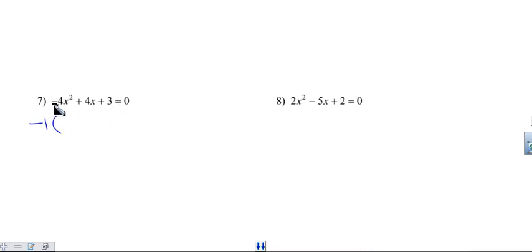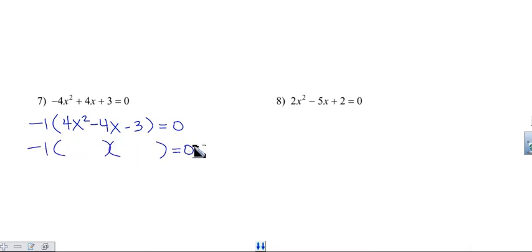When I take negative 1 and divide it into every term, it will change the sign. Positive 4x squared, negative 4x, negative 3. I still need to factor this trinomial. I'm going to factor it into 2 parentheses. Since I have a lead coefficient, I will multiply my lead term times my last term, and that gives me negative 12.